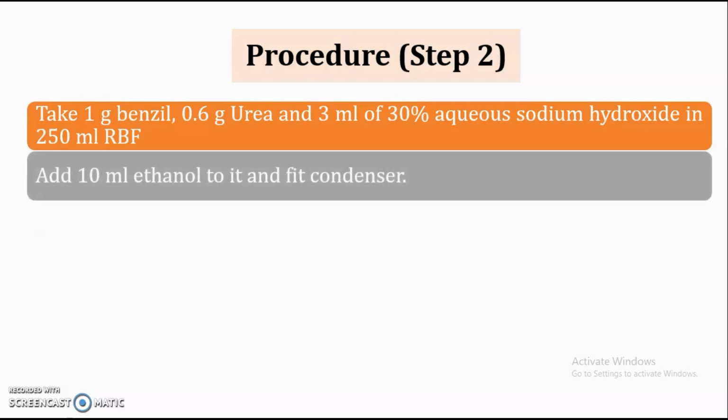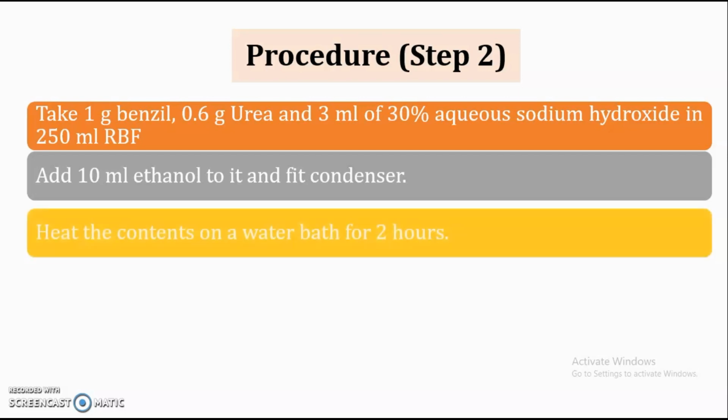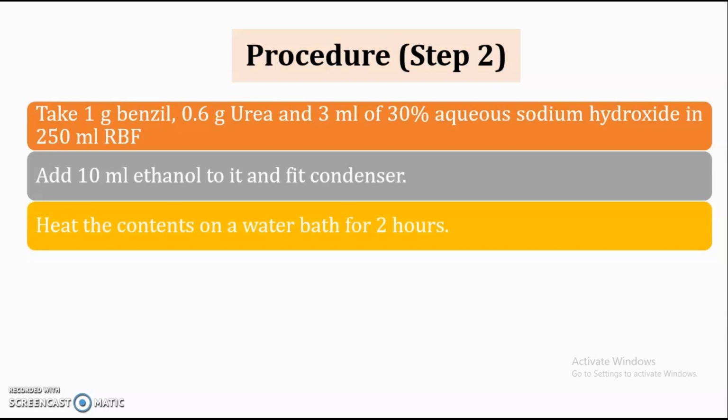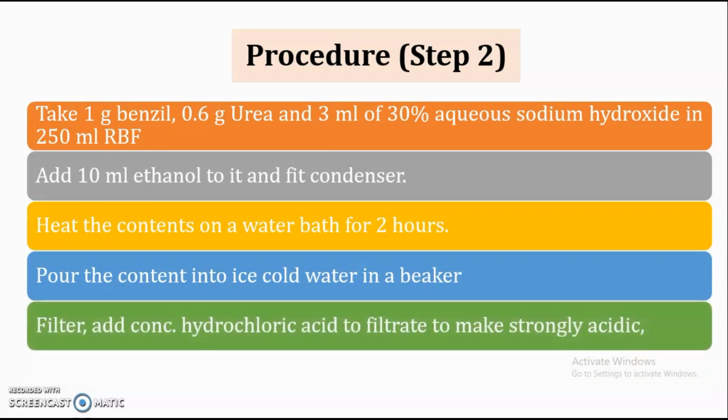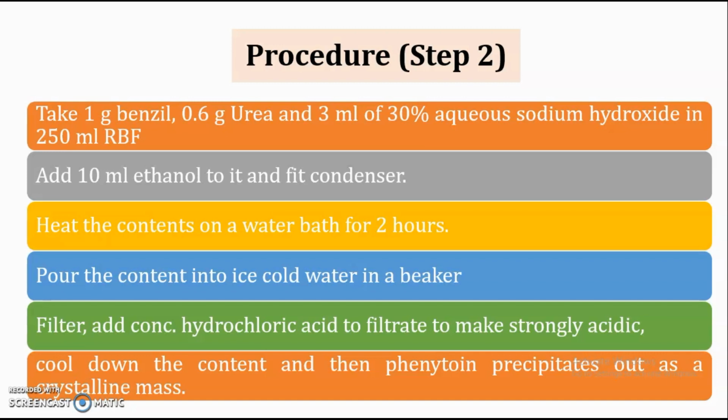Then we have to add 10 ml of ethanol to it, and attach a reflux condenser to this RBF. Now heat the contents of the RBF on a water bath for 2 hours. After 2 hours, stop heating. Pour the content into ice cold water in a beaker, or you can just add ice cold water to the RBF. Filter, and then add concentrated hydrochloric acid to make the filtrate strongly acidic. Once it becomes acidic, cool down the contents of the RBF. Then the phenytoin precipitates out as a crystalline mass. So the simple procedure is that we just have to carry out reflux for 2 hours.